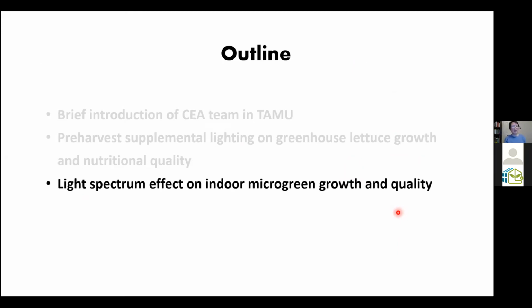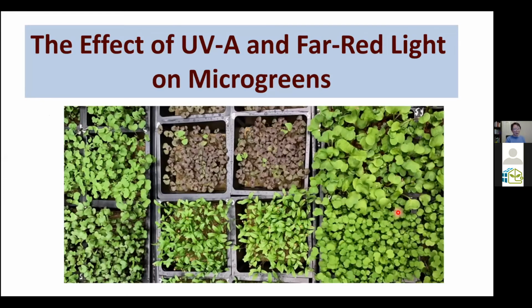So while we were conducting these studies in the greenhouse, at the same time, we were also conducting microgreen studies in the growth chamber. And we wanted to know if adding UVA light can enhance the coloration or the nutritional quality of microgreens. And since microgreen harvesting is a labor-intensive process, if the microgreen is taller, then it is easier to harvest. So we wanted to know if we can enhance the far red portion to enhance the height.